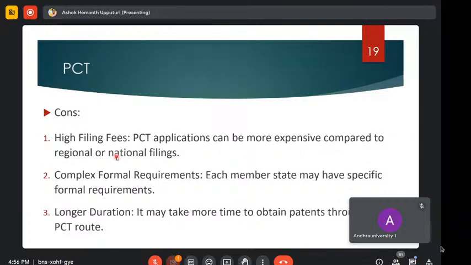The cons are that complex formal requirements of different countries need to be satisfied, and there are high filing fees. Normally, in the PCT route, you are buying an extra 18 months. At the same time, it will take a long time to grant your patent.